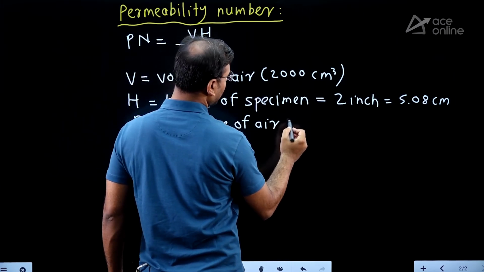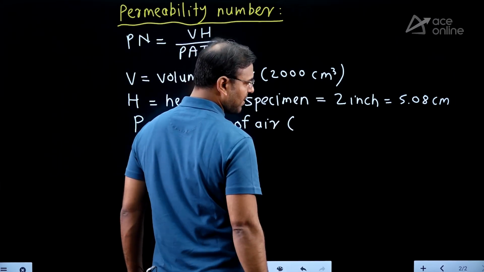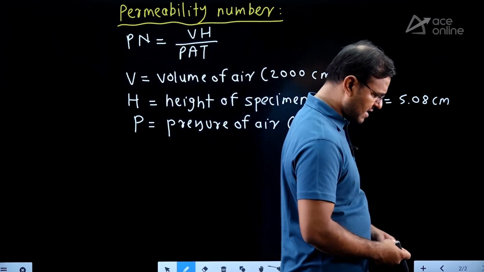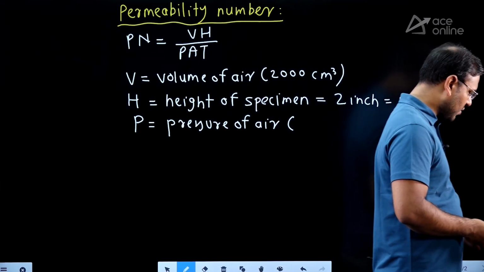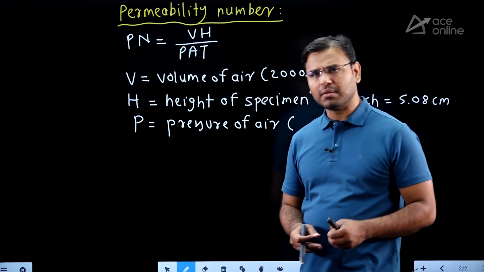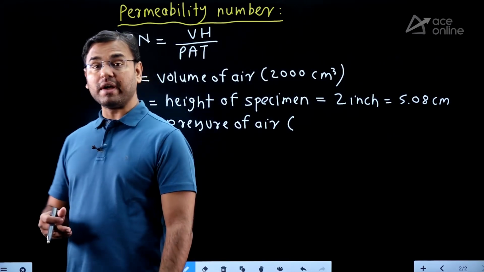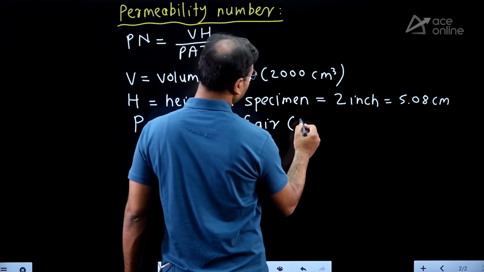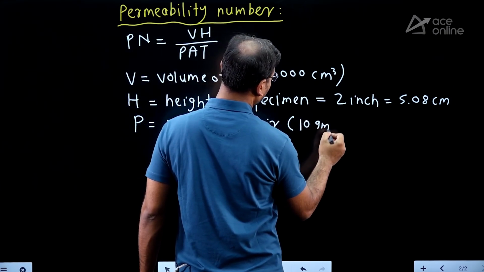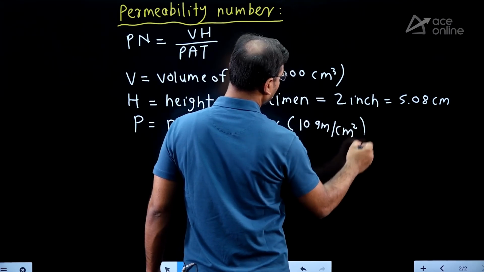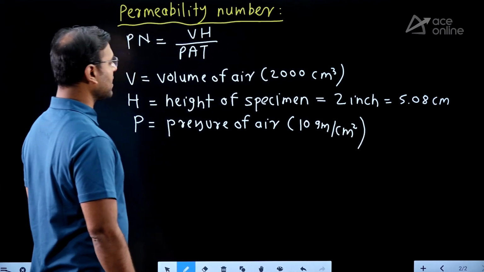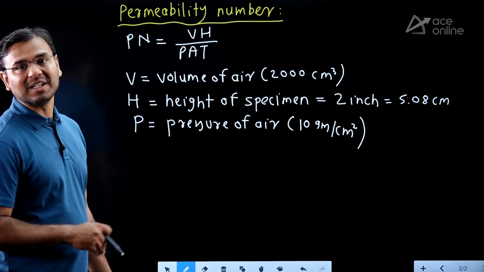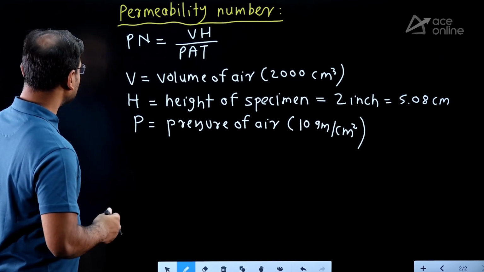Guys, if the pressure of air is not given, then what pressure can we consider? They need to mention that pressure in the numerical. Most of the time they mention 5 gram per centimeter square. Sometimes they also tell 10 gram per centimeter square. But generally, if it is not mentioned, then we have to take 10 gram per centimeter square. You can see the unit: the pressure we are going to measure in gram per centimeter square, guys. Okay, then this is the pressure.